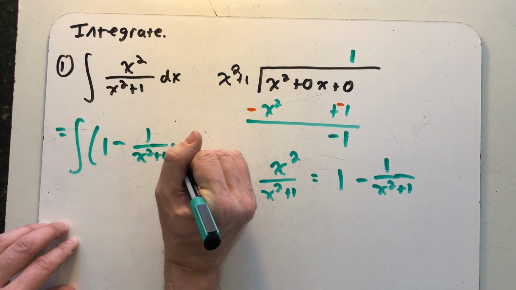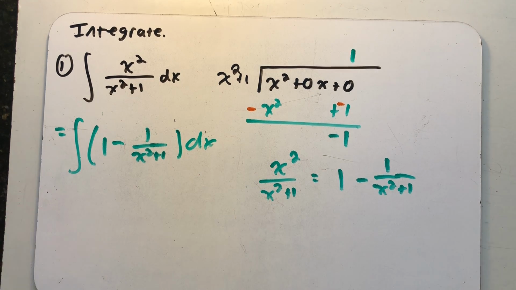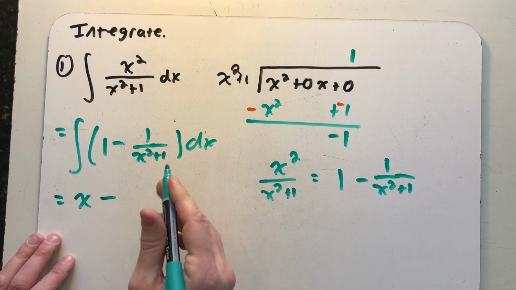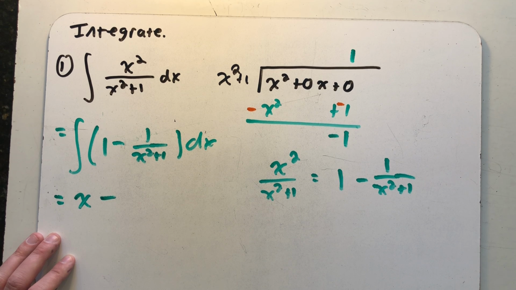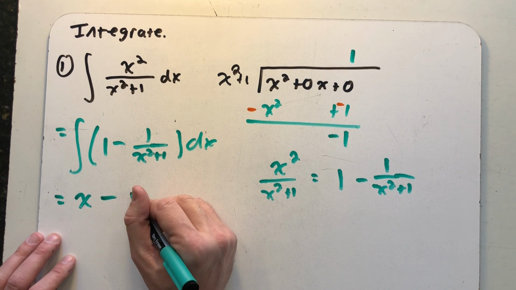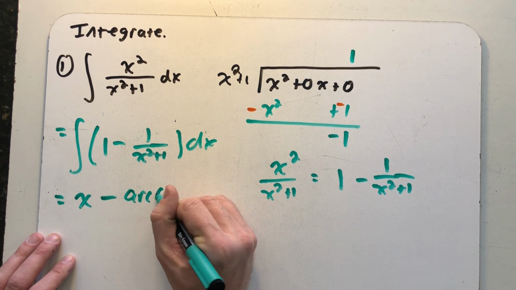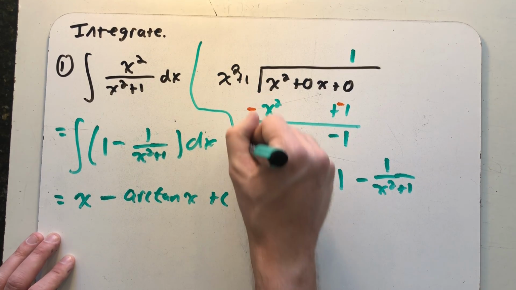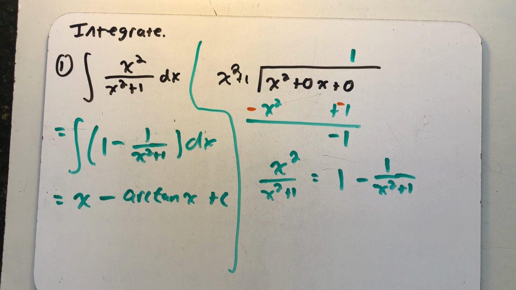And these are two functions that we do have antiderivative formulas for. The antiderivative of 1 is, of course, x, and the antiderivative of 1 over x squared plus 1 is the inverse tangent function, plus c, of course. All right, so we had to do some long division of polynomials to evaluate that one.